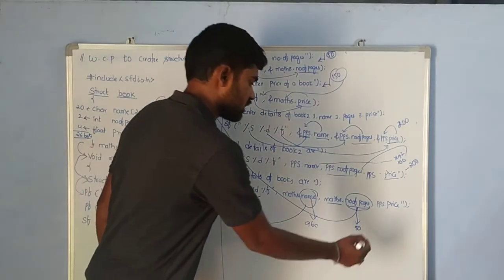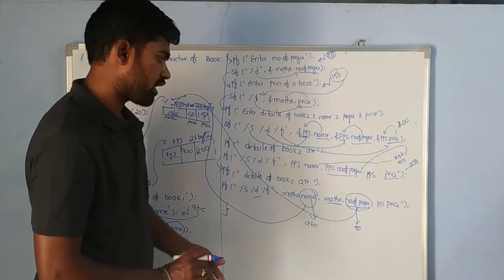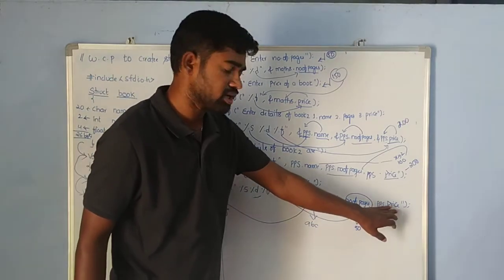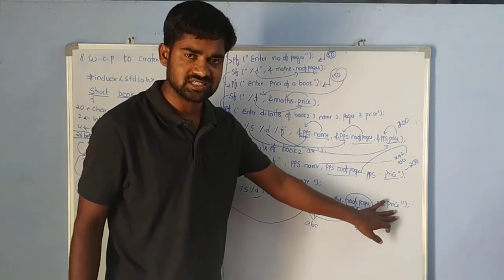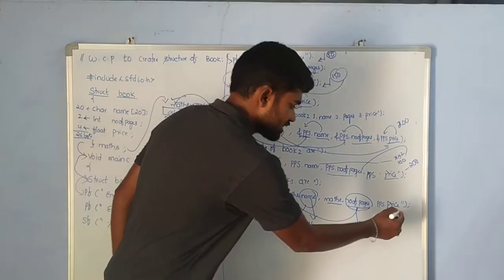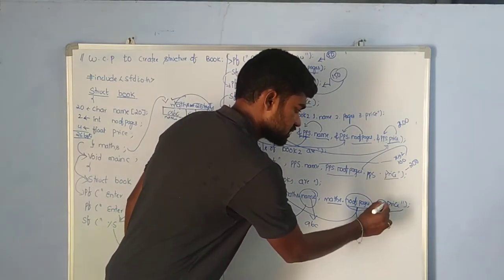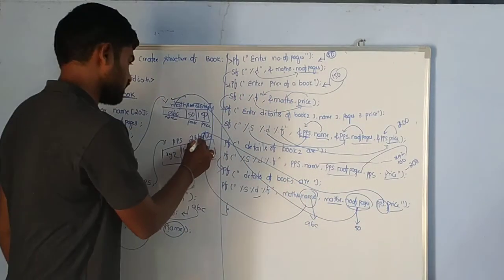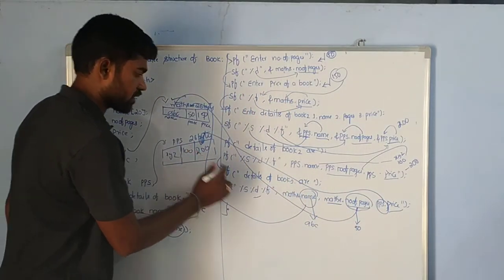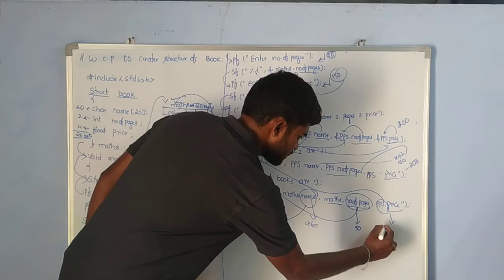Now PPS dot price. Here we use PPS dot price but not mass dot price. So this price is going to be printed from which variable? From the PPS variable. Now it is going to fetch from the PPS price. What is the price of PPS here? It is 200.